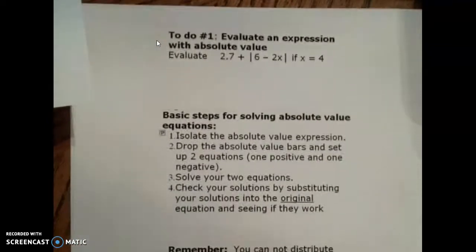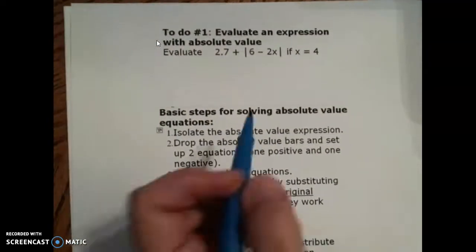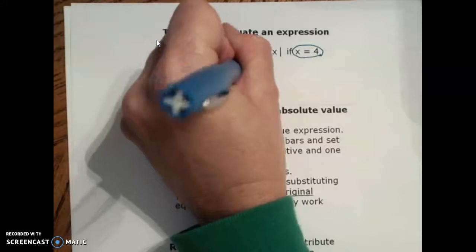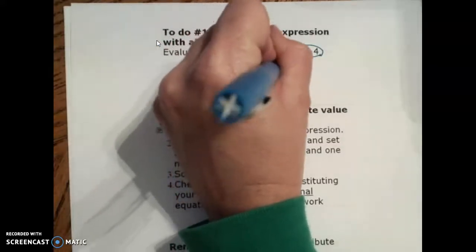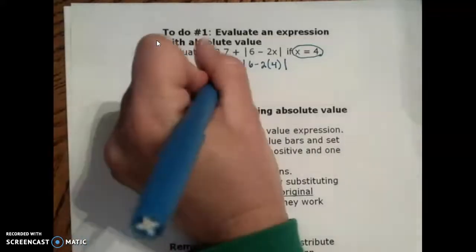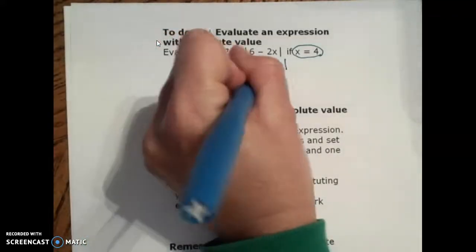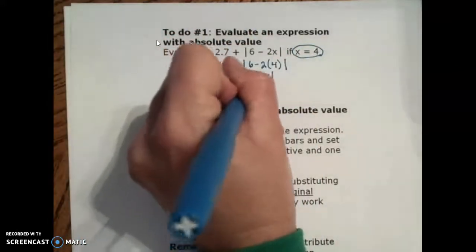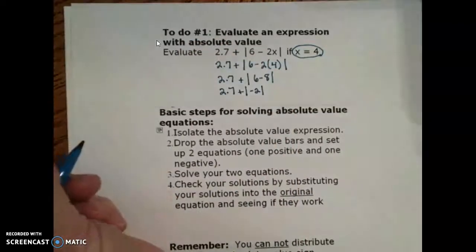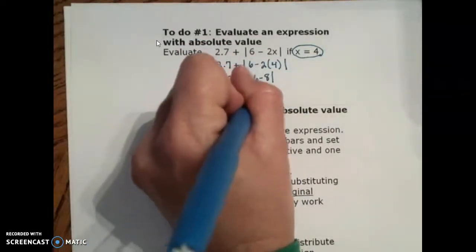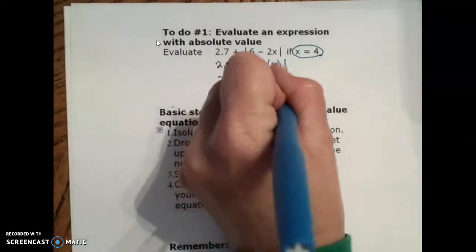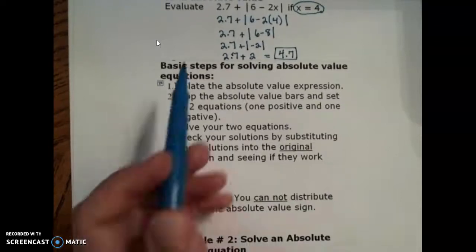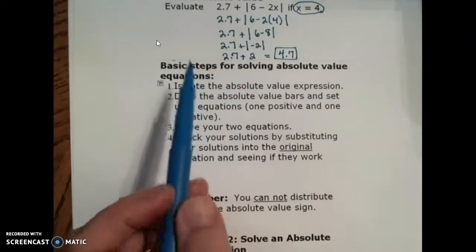So our next example is asking us to evaluate this expression if x equals 4. We're just going to simply substitute in and then evaluate. So 2.7 plus the absolute value of 6 minus 8. So 2.7 plus the absolute value of negative 2. The absolute value of negative 2 is positive 2. So our answer is 4.7. So that's evaluating an absolute value expression.